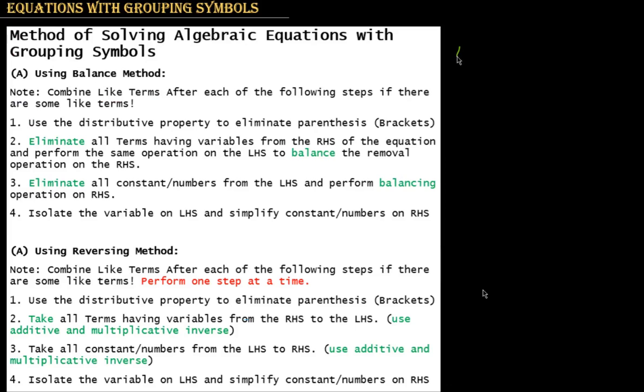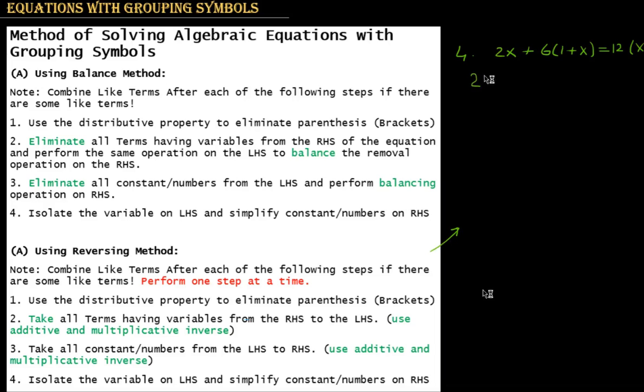So the last example, we have an equation 2x plus 6(1 plus x) equals 12(x minus 3) plus 14. So we are using again the reversing method. First step is to open the brackets.